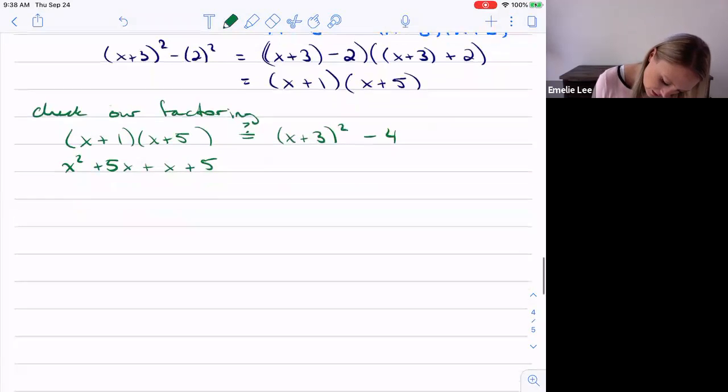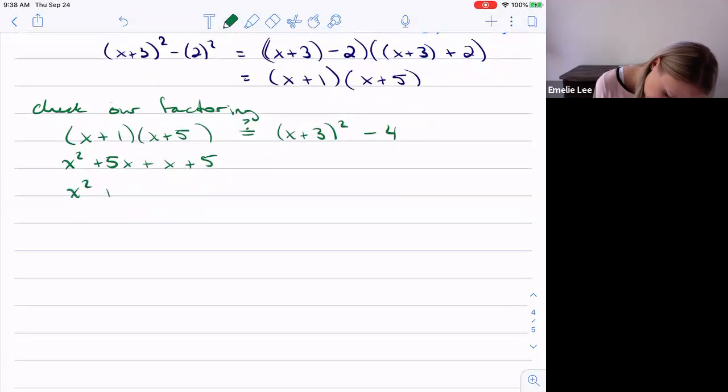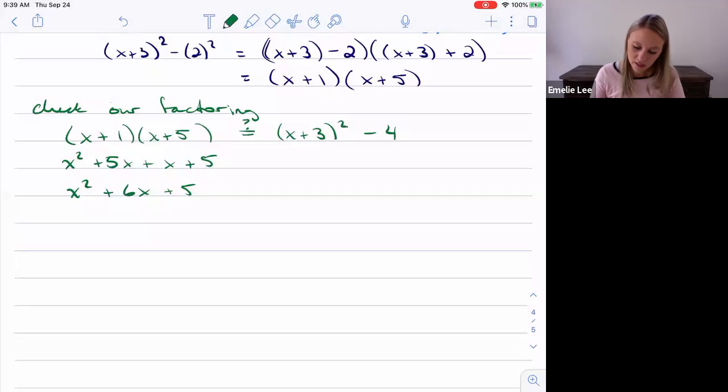Which is going to be x squared plus 6x plus 5. This does not look like the right-hand side quite yet, but one thing I can do is pull out a common factor of x plus 3 from here, which it looks like I can do. But instead, I'm going to expand this out just to make sure that I get to the same values.